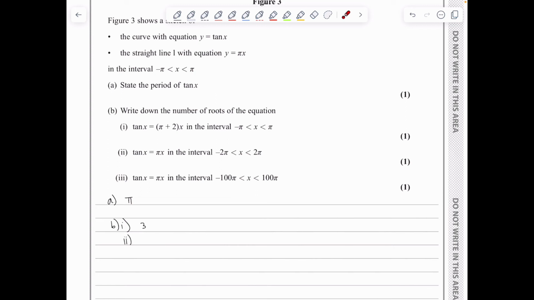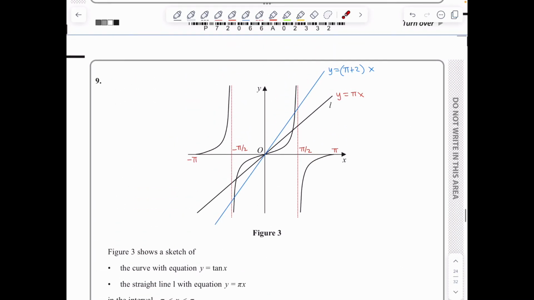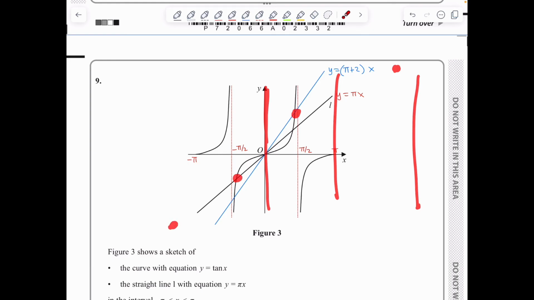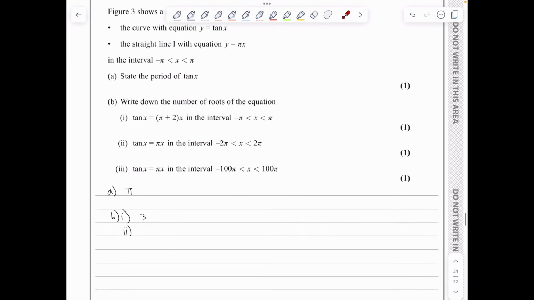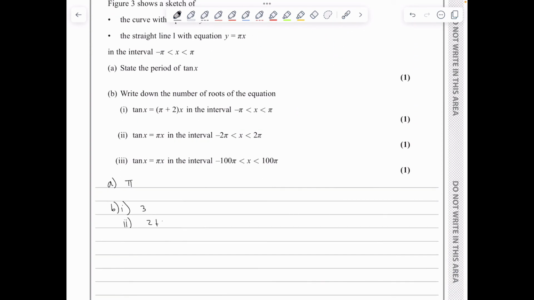We are then told to find the number of roots for tan x = pi x in the interval from minus 2 pi to 2 pi. So we see that in the region from 0 to pi, we've got one root here. When we go another pi to the right, there will be another solution somewhere over here. So 2 solutions from 0 to 2 pi. Similarly, there will be 2 solutions from 0 to negative 2 pi, and we also have the origin as well. So in total, there will be 2 plus 2 plus 1, which is 5 solutions in total.